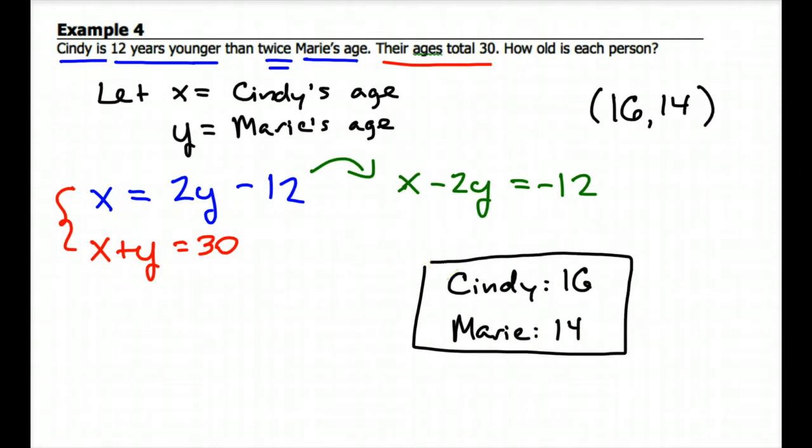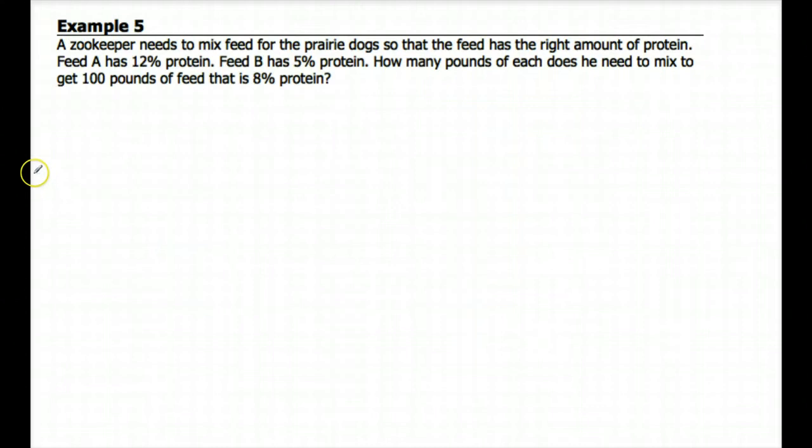Okay, now we're going to go to a couple of equations that I like to call your mixture equations. So for number 5 here, it says a zookeeper needs to mix feed for the prairie dogs so that the feed has the right amount of protein. Feed A has 12% protein, feed B has 5% protein, and how many pounds, we want to know, of each feed A and feed B, so each mix, does he need to mix together to get 100 pounds of feed that is 8% protein. So for this one, he has 2 different types of this food for prairie dogs. One has 12%, one has 5% protein, but he wants one with 8%. So he wants to get a happy medium there.